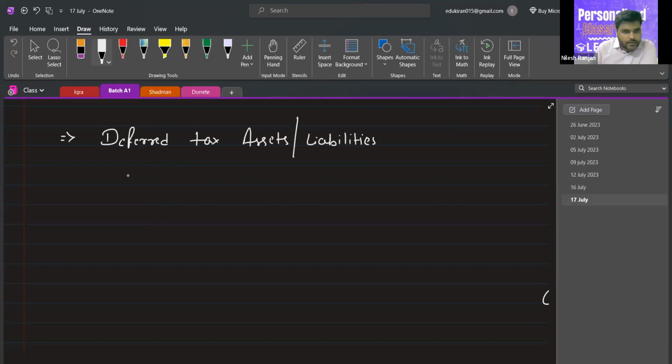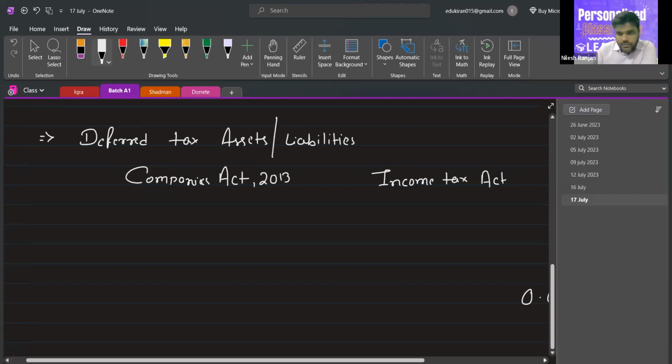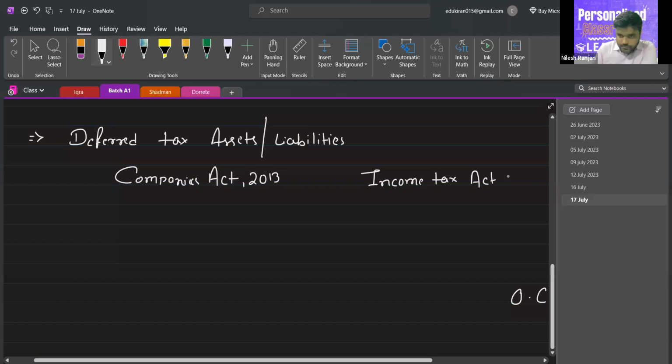There are two acts that are applicable to a company's balance sheet. One is the Companies Act. And the second is the Income Tax Act. You know about these two acts? I've heard of it. You know anything about these two acts?